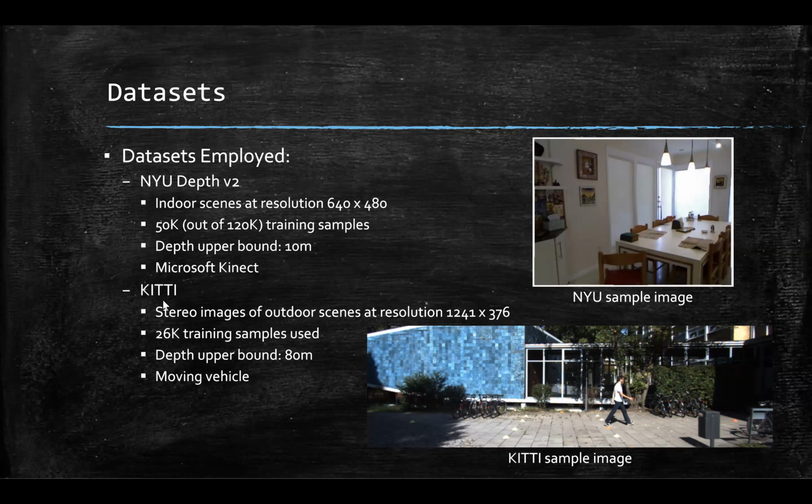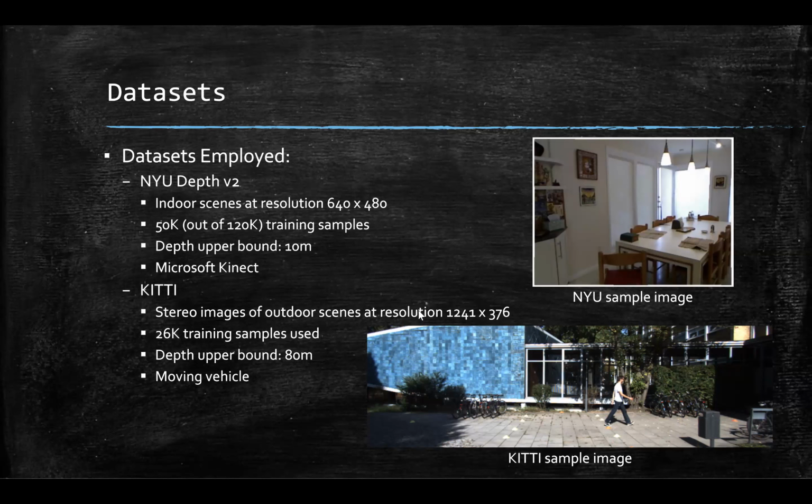The other one is the KITTI, and this is some abbreviation. I forgot what it was. It's something Toyota Technology Institute and something here. Never mind. That data set contains stereo images of outdoor scenes at this resolution. They used 26,000 training samples from that data set, and that data set has depth upper bound 80 meters. The data was gathered using moving vehicles, so that's the reason why the images are that wide.